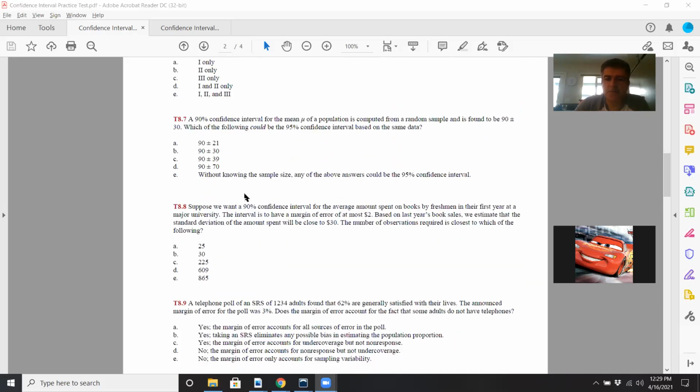Okay, for number 7, a 90% confidence interval for the mean population. So remember, mu stands for the population mean. It is computed from a random sample and is found to be 90 plus or minus 30. Which one could be the 95% confidence interval based on the same data? Now remember, higher CI level means you want to be more confident. So you need to expand the interval. So it's going to be more encompassing because you're increasing your confidence.